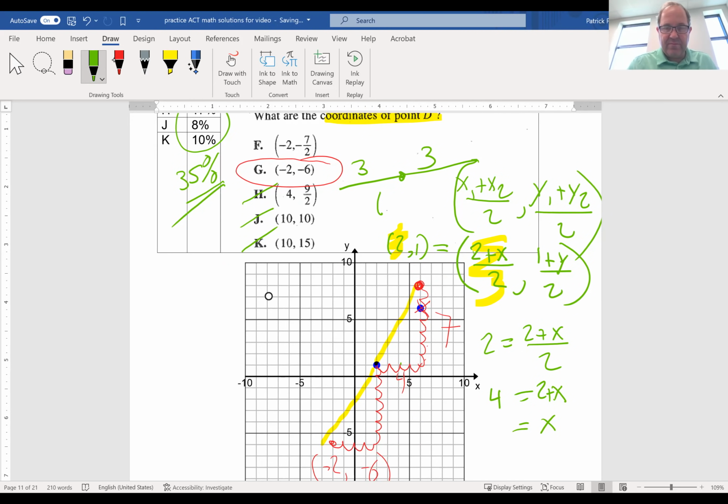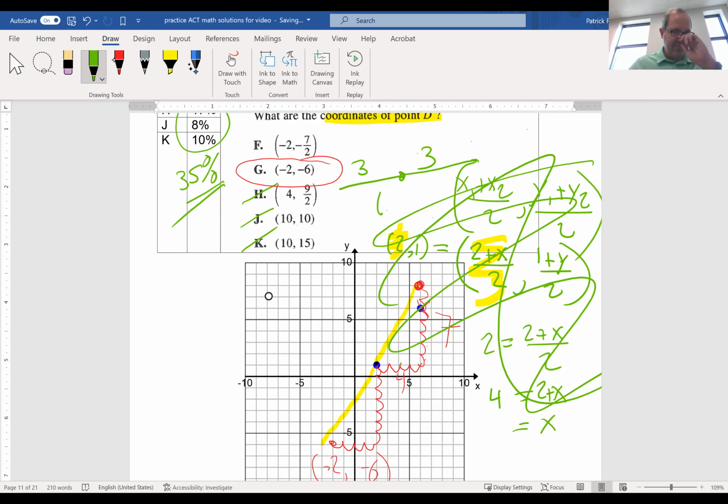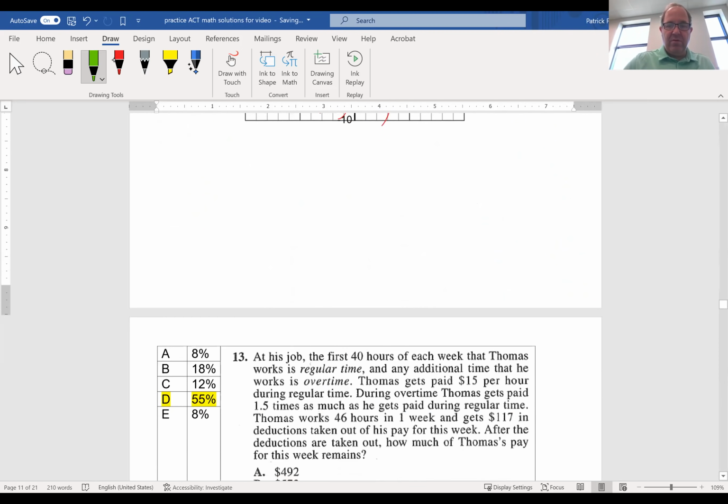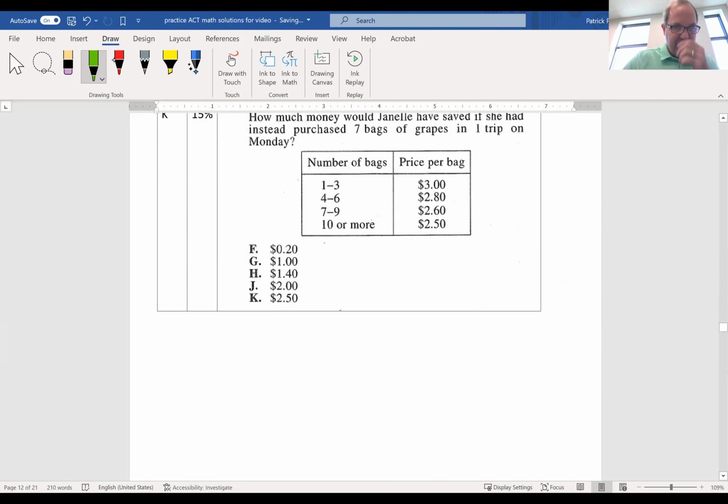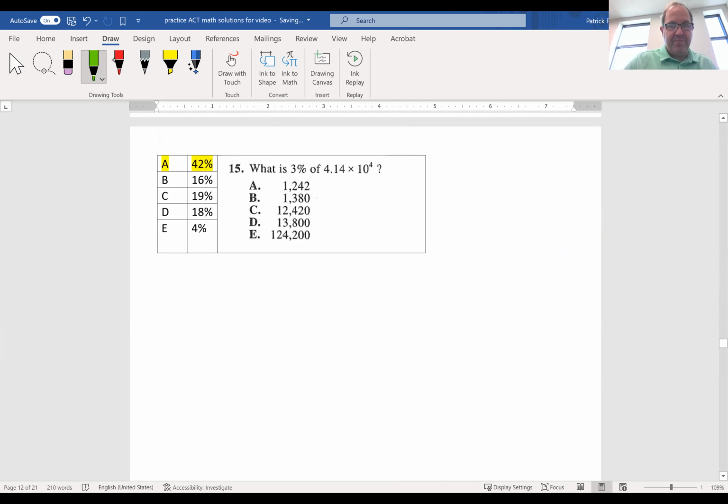Oh, whoops. All right, I'm just going to halt that for a bit. I really like the graphing. We've got time for one more, and that will be number 15. This will be the last one that we'll do here.